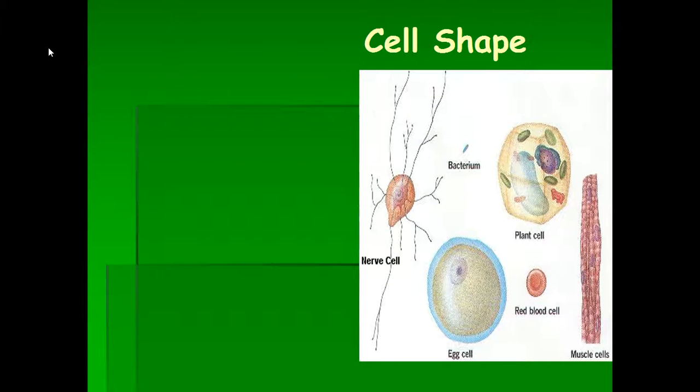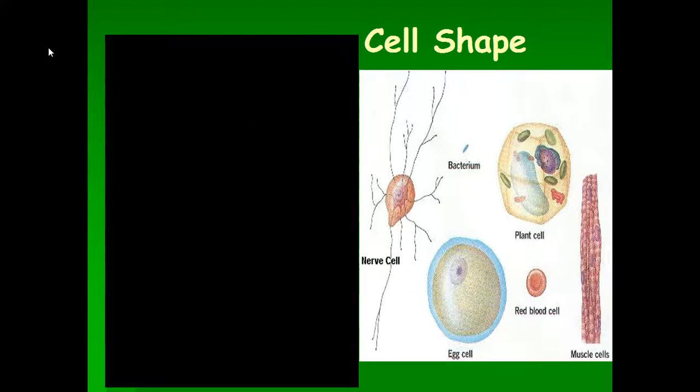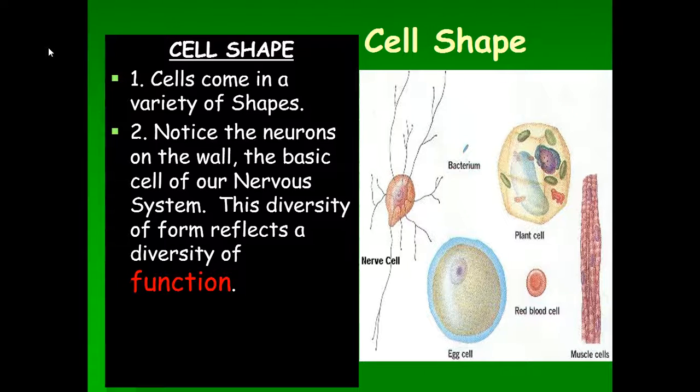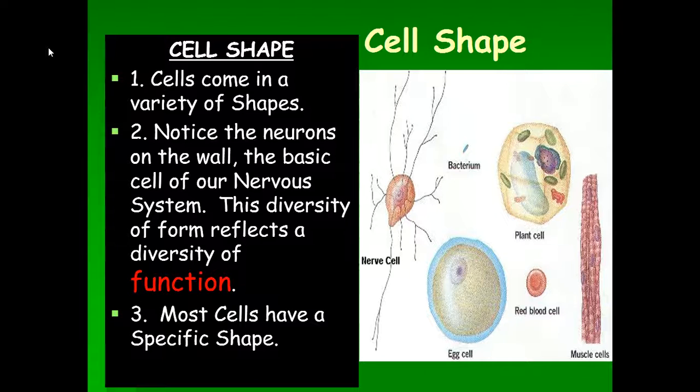Cell shape. Look at these different shapes. Cells come in a variety of different shapes. Notice the neurons on the wall, the basic cells of the nervous system. This diversity reflects the diversity of function. Most cells have a specific shape.